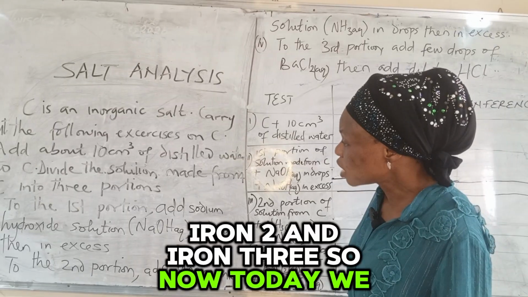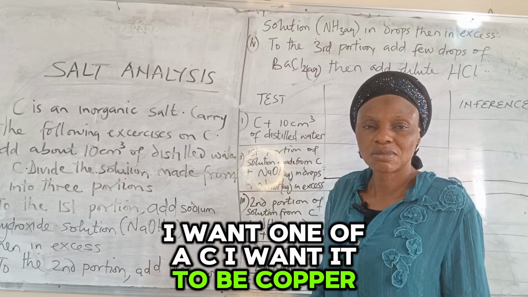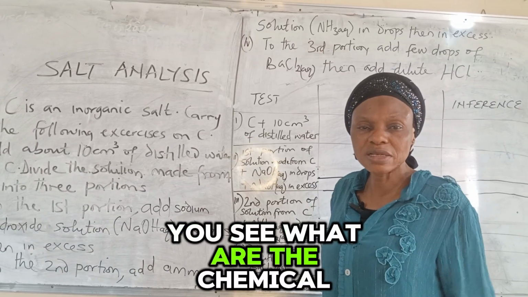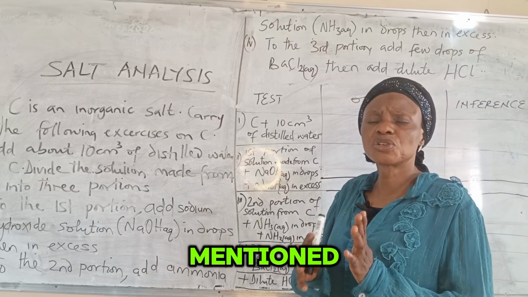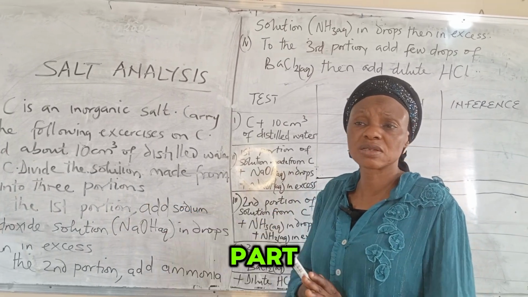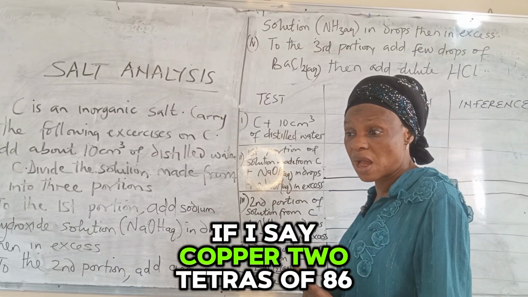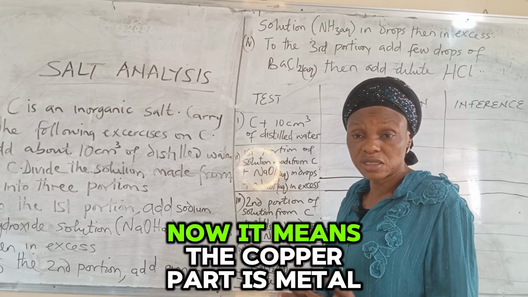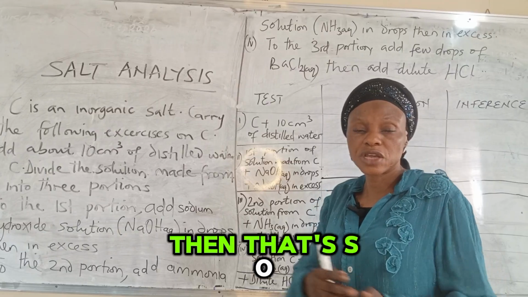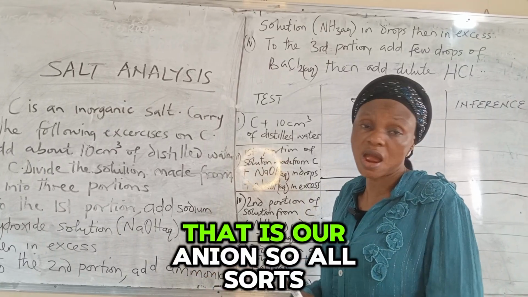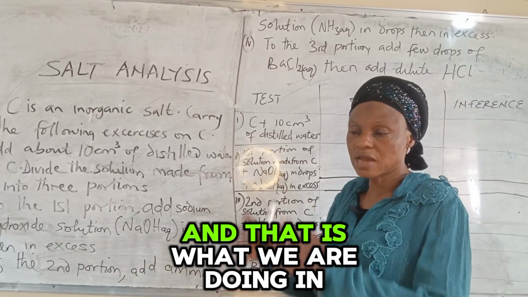So now today we shall be looking at, I want C to be a copper salt. What are the chemical tests we need to carry out on it? Those salts that I've mentioned, we have cation part, we have anion part. The metallic parts of those salts are the cations. If I say copper 2 sulfate, it means the copper part is metal. So the Cu2+ is our cation. Then SO4, that is the radical, that is our anion. So all salts are made up of cations and anions. And that is what we are doing.